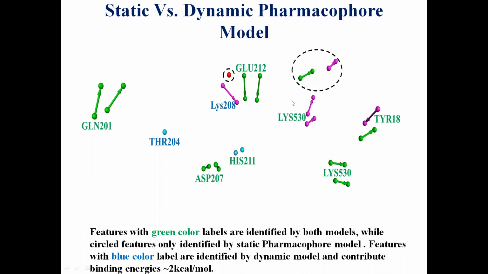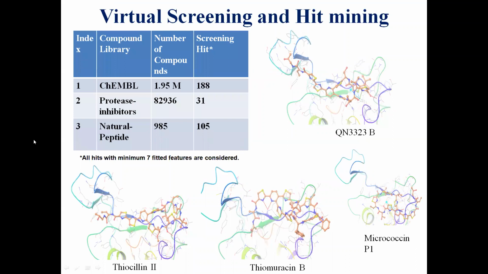So here it is showing the comparison. Features with green color labels are identified by both models, while circled features are only identified by the dynamic model, and things like that. So what you see is you find all the features you get from the static pharmacophore model, and you have got a few additional features which come from the dynamic pharmacophore model. So using that, this is the final result I was going to show.